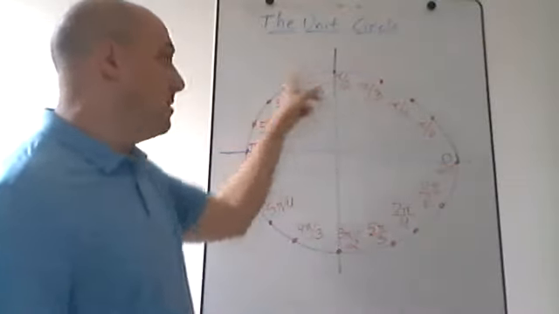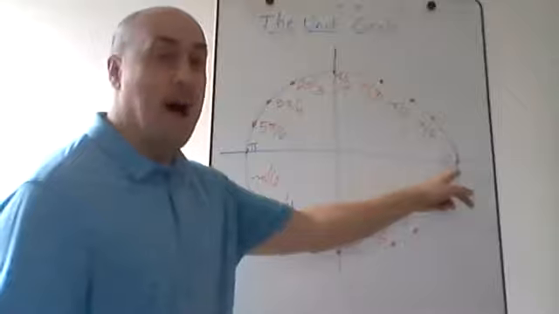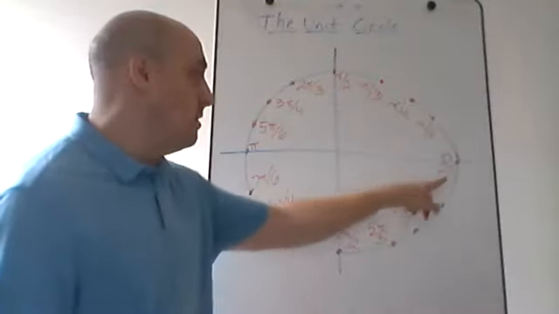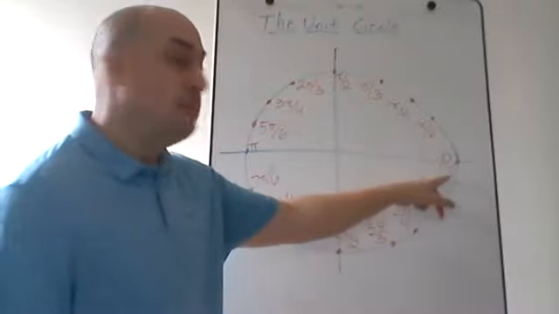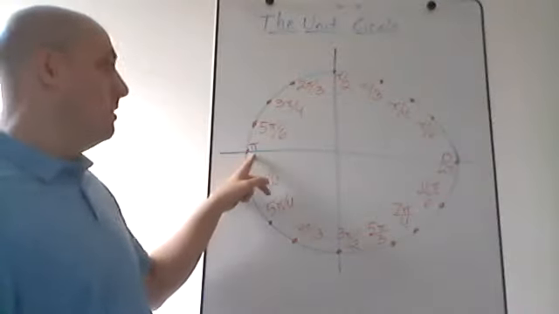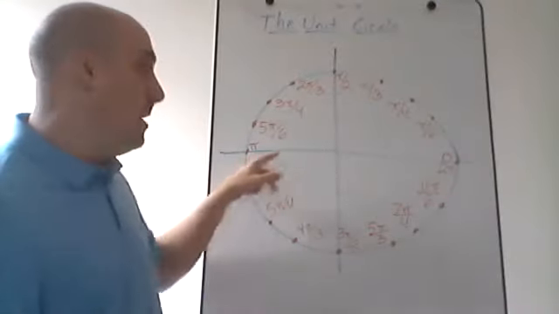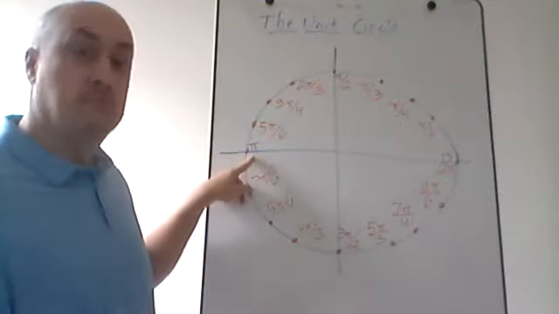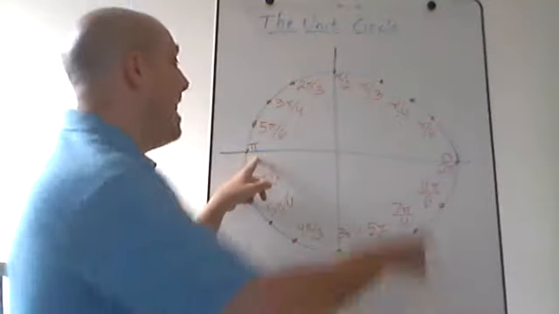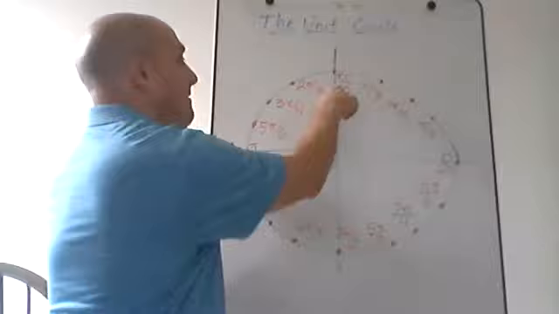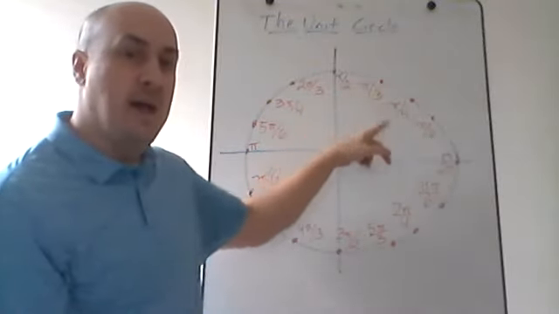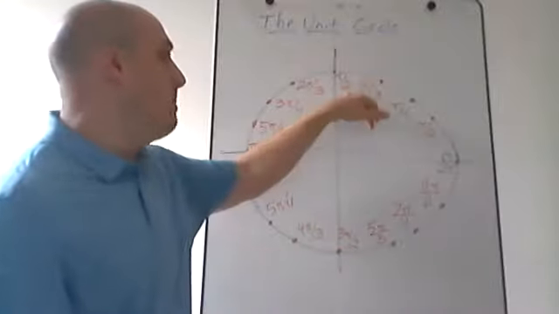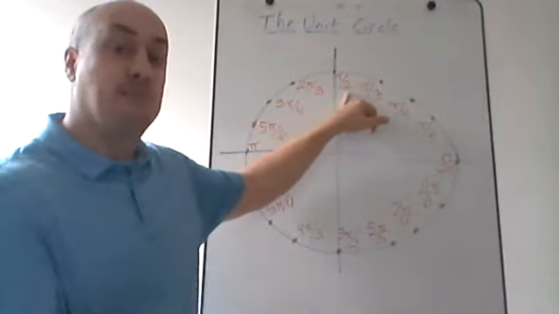Remember, the full circumference of the unit circle is 2 pi. So if I go all the way around the circle and end up at the same starting point, I've gone a distance of 2 pi. If I go halfway around the circle, half of 2 pi is pi. Half of that, a quarter of the circle, is pi over 2. Remember, you can think of these as fractions of pi, so pi over 2 is like 1/2 pi.